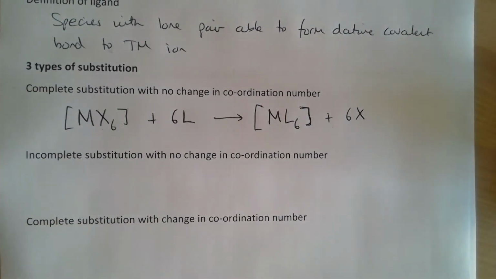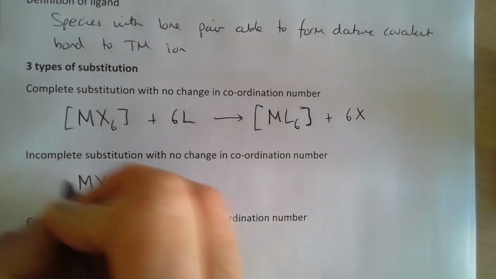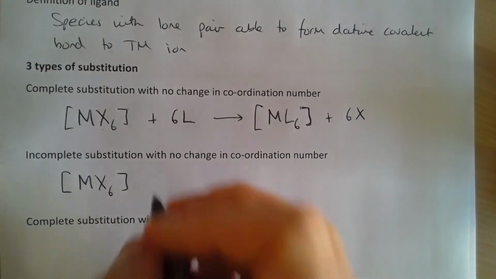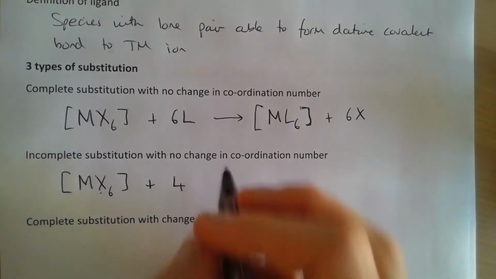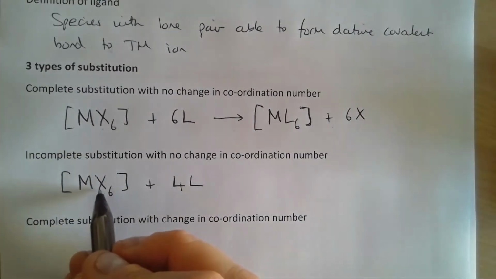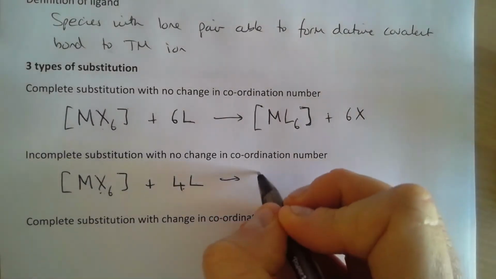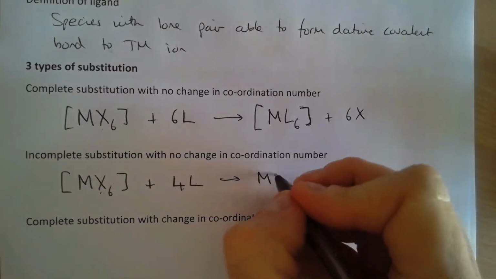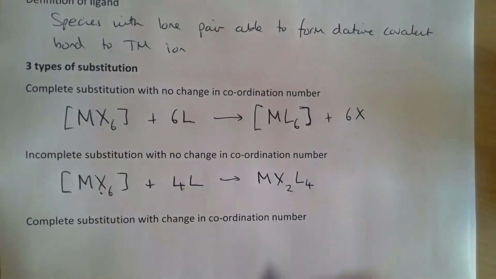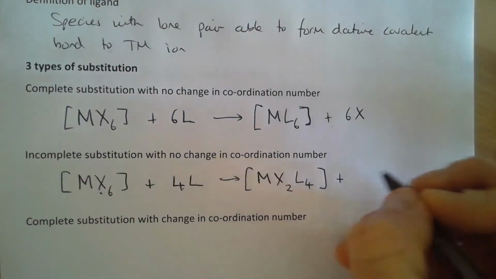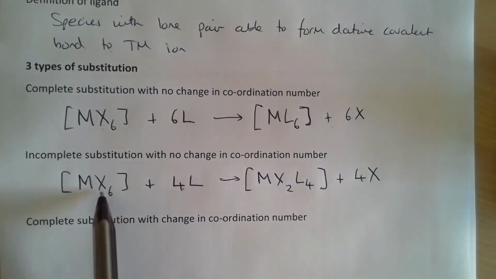Incomplete substitution with no change in coordination number. Well, we start with our same complex again, and this time we're going to have less than 6 of the X's being replaced by L's. So in this case I'm just reacting 4 L's. This time we would have a complex that still had 2 of the X ligands but now has 4 L ligands, and we would displace, kick out, remove 4 of those X's.